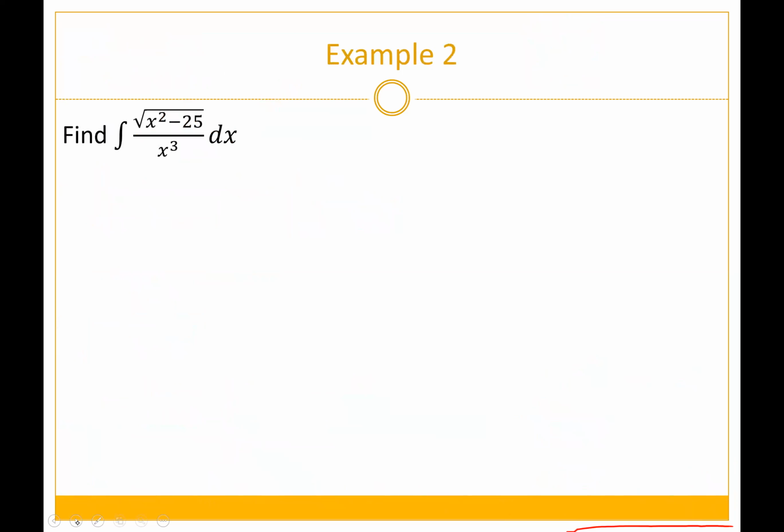And then we have example 2. This is an easier one, since you already have the numerator in the form of the square root of x squared minus a squared. So we're just going to go ahead and do the substitution now. We put x equal to a, which here is 5 because 25 is 5 squared. So you have x equals 5 secant theta. Then dx is going to be 5 secant theta tangent theta d theta.